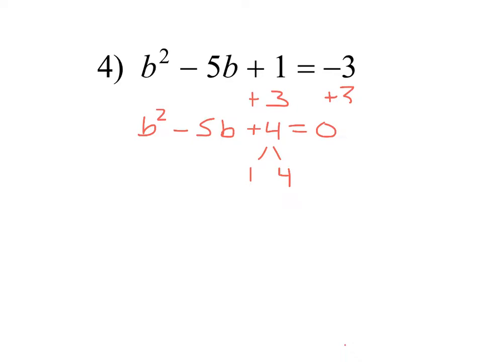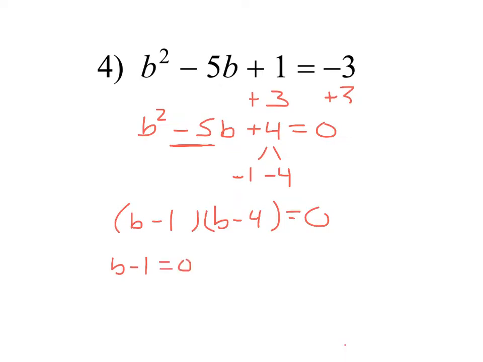What's 1 plus 4? 5, but we need it to be -5. So we make them both negative, right? Because -1 plus a -4 is -5. So what goes in our parentheses now? B minus 1 and B minus 4. Awesome. Now what do we do? B minus 1 equals 0, and then B minus 4 equals 0.